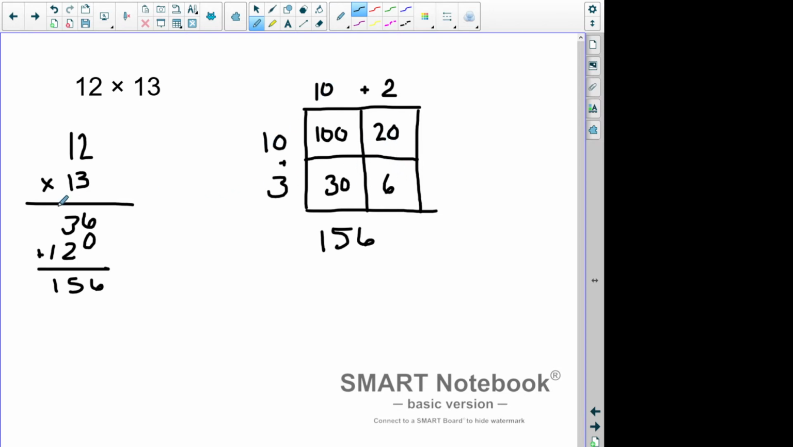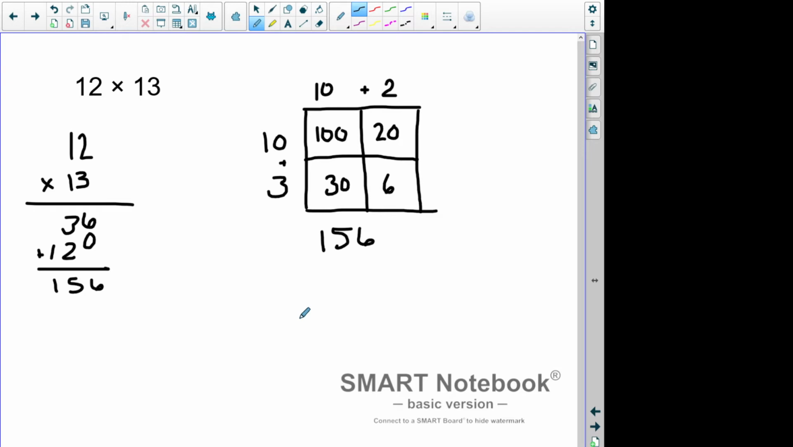But the advantage of a model like this, or a method like this, is that you don't lose the value of the numbers, right? Here we multiplied 1 times 1 and we got 1, but it's not really clear that 1 represents 100. Okay? Here it's very clear. We're multiplying not 1 by 1, but we're actually multiplying 10 by 10, and so that's our hundreds number. Okay, so the area model is like that.